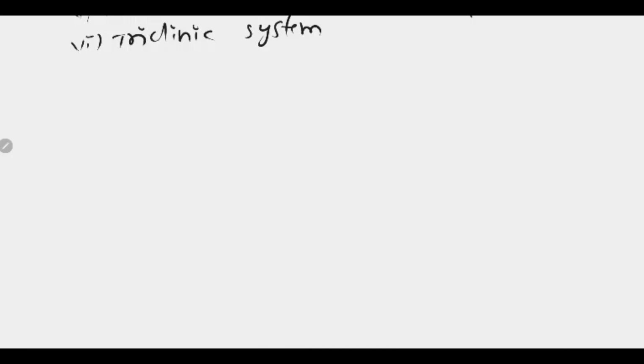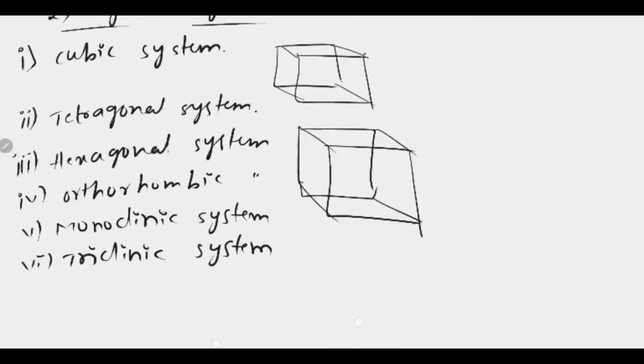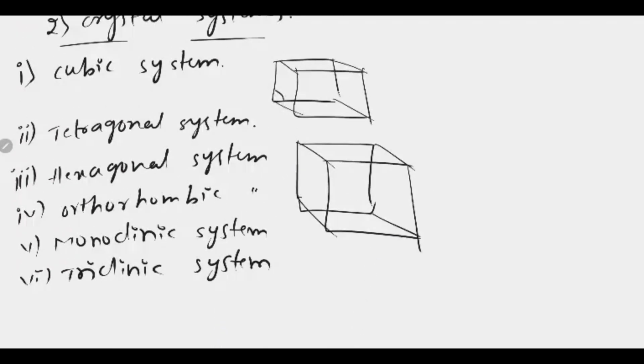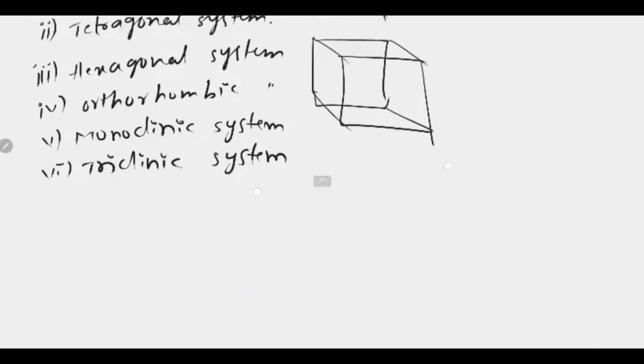Cubic system means its symmetry is 3 equal axes at right angles. That means these are right angles. That is known as a cubic system. Tetragonal system. What does tetragonal system mean? The symmetry of 3 axes, 2 of them equal in length and 1 perpendicular, while the third is longer or shorter and perpendicular to the others.